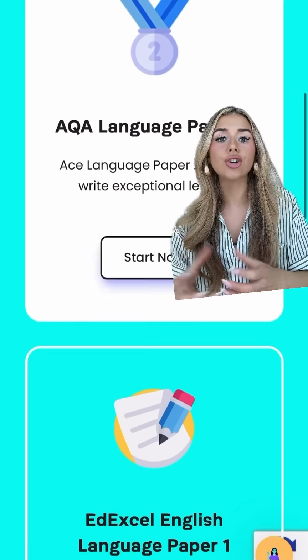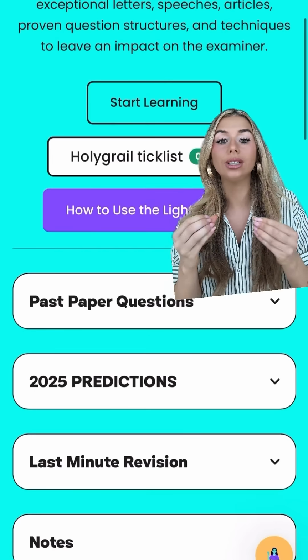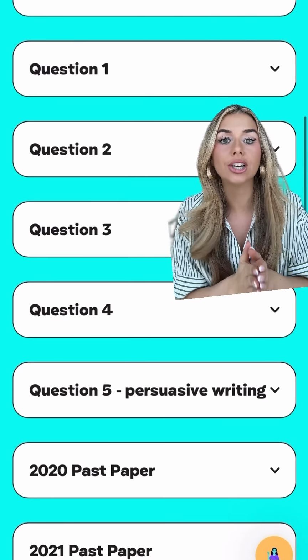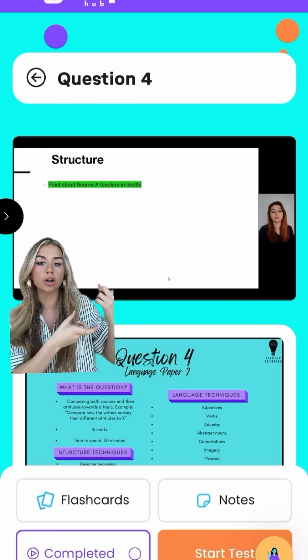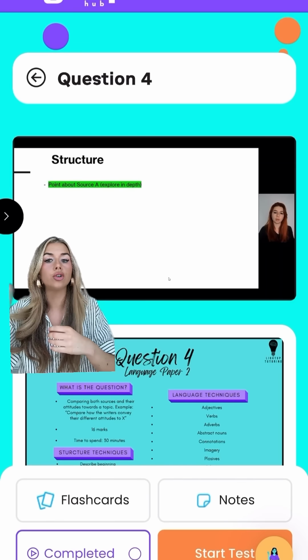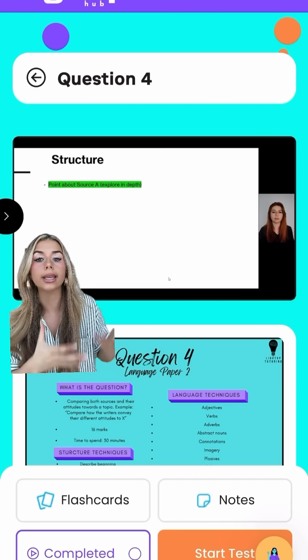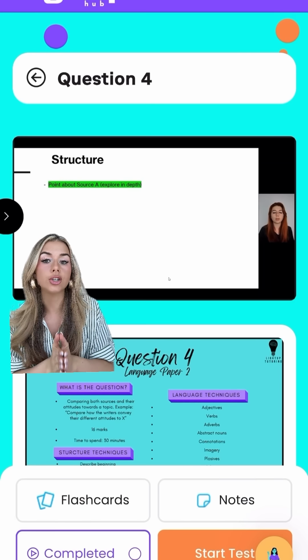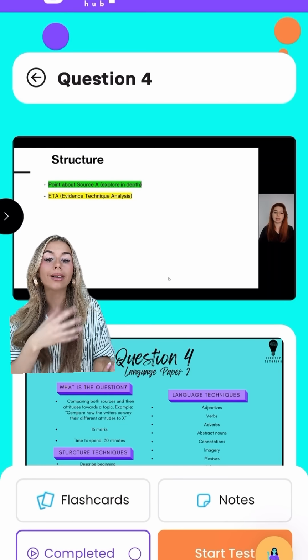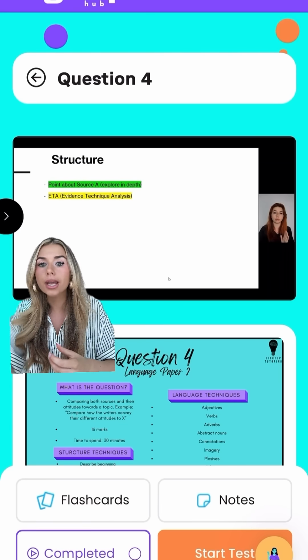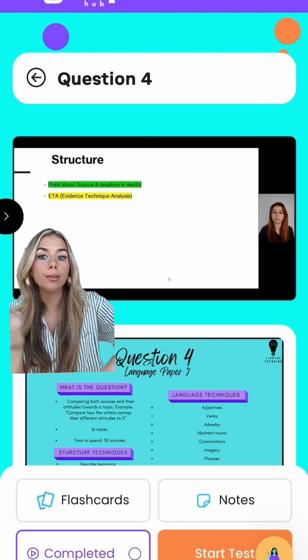And breaking down the structure and having sentence starters is honestly the most important thing for English language, and especially for this question. So if you are a Light Up Hub member, make sure to use this structure. Now, if you're not, no worries, you can create your own structure or use something like this, because this is one of the hardest questions on language paper 2, because you want to make sure you're comparing them, but comparing them evenly and also comparing their opinions, viewpoints, feelings in the most effective way.